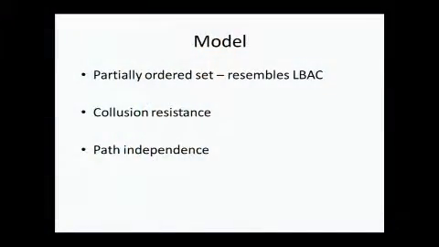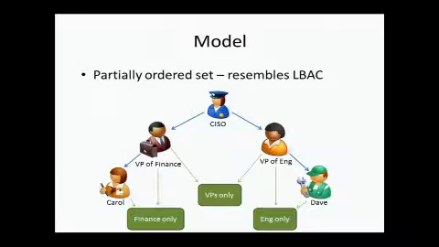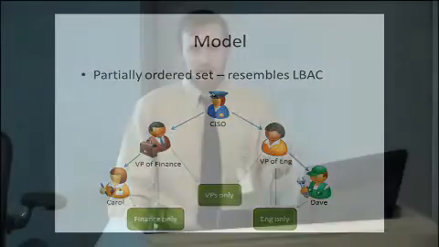And then there's also path independence. The model stipulates that any design you're doing within this model has the property that Dave's key looks the same no matter who generated it. It could have been generated by the VP of Engineering, or it could have been generated by the CISO directly.